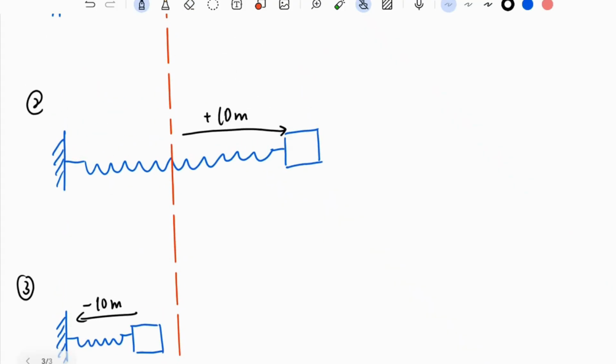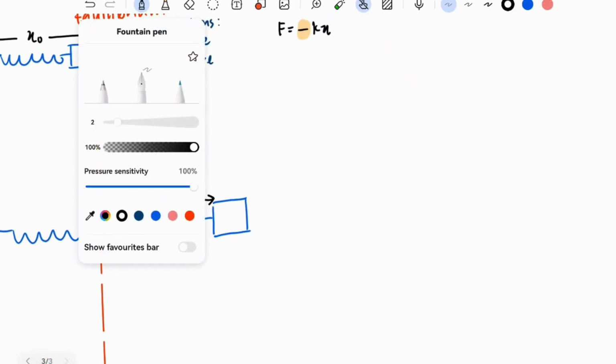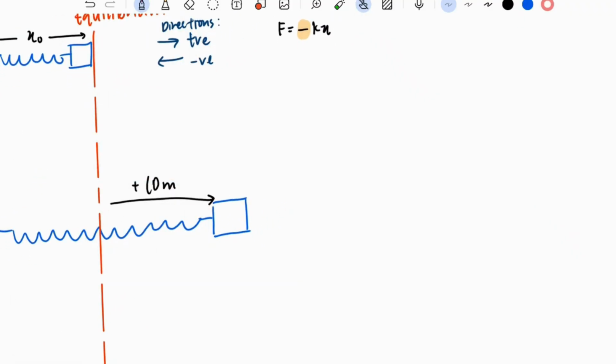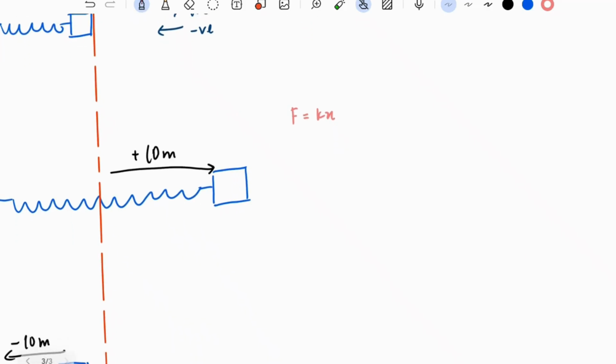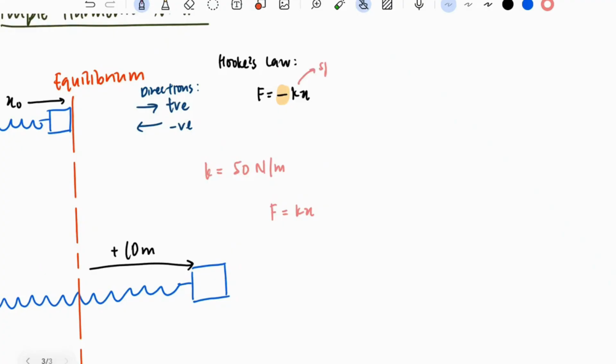Now let's say I were to use it as just F equals to kx. Let's try and see what happens as we go along. So F equals to kx. I'm going to let my k be, for instance, 50 Newton per meter. So what is k? k is your spring constant.